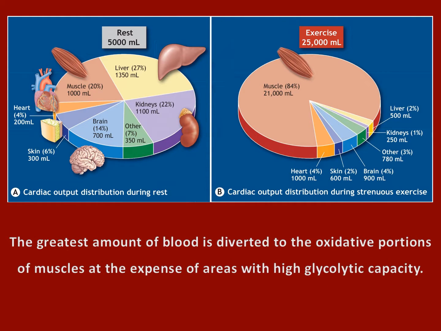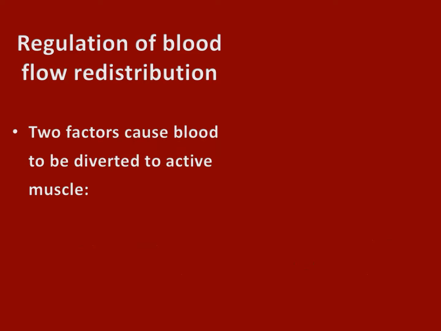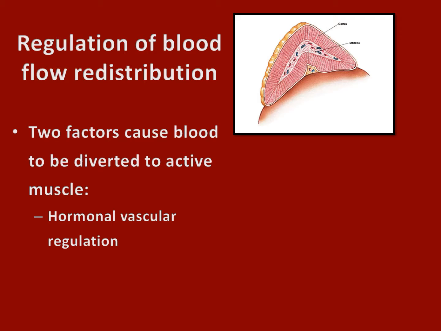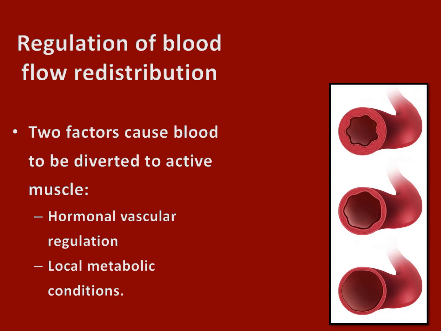When we apply the principle of specificity, we can see the greatest amount of blood is diverted to the aerobic slow contractile muscles, or the oxidative muscles, at the expense of the more anaerobic fast contractile muscles, or glycolytic muscles. Two factors cause blood flow to be diverted to active muscle: hormonal vascular regulation and local metabolic conditions in the muscle itself that cause vasodilation or vasoconstriction.